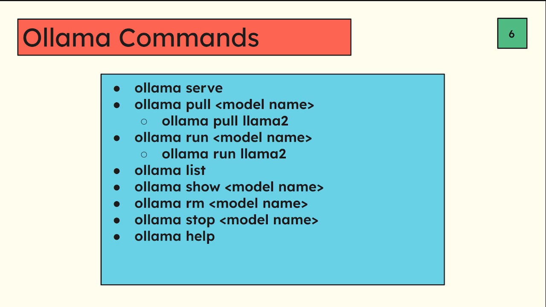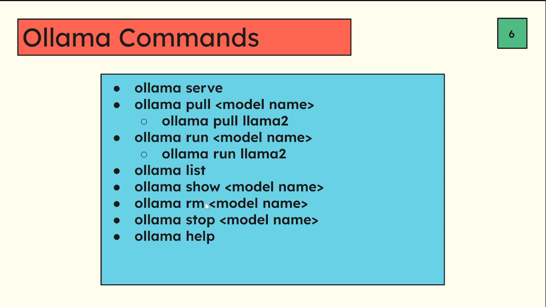Then we can start interacting with this large language model. When you run Ollama list, it lists all the downloaded models available on your computer. And Ollama show followed by a model name will show how many parameters it has.